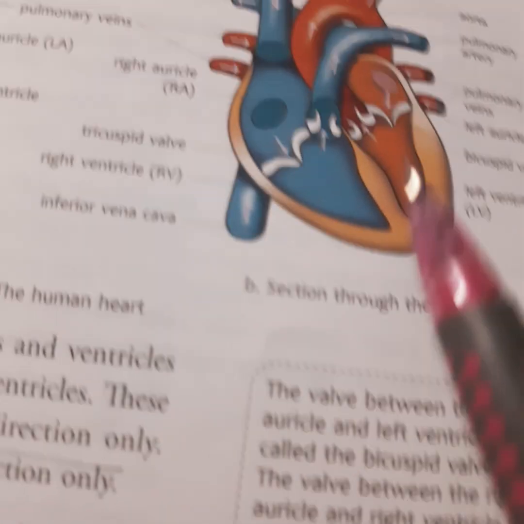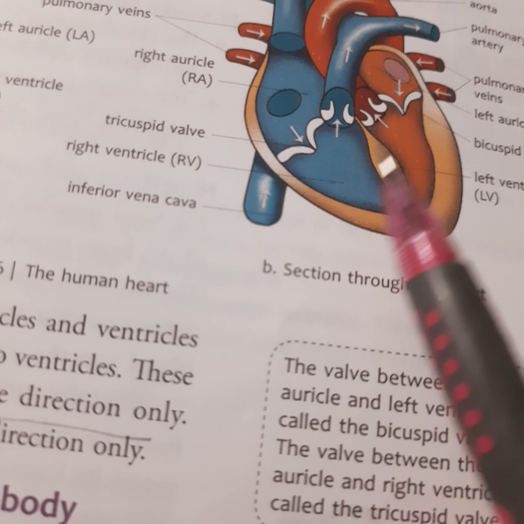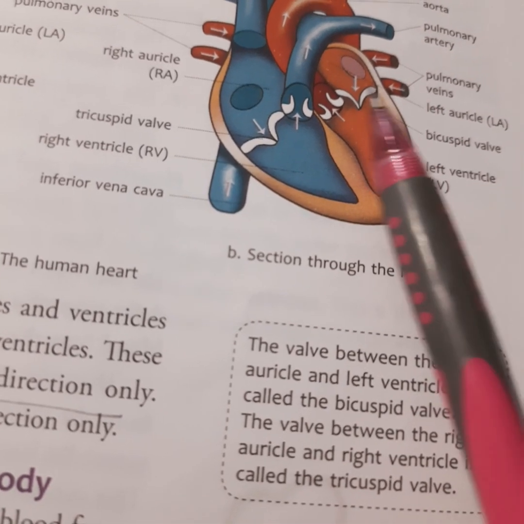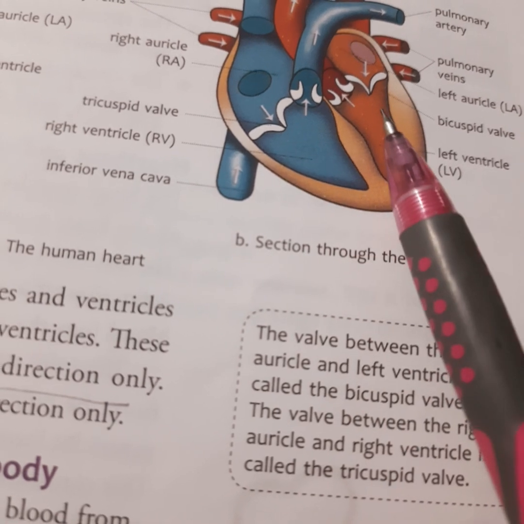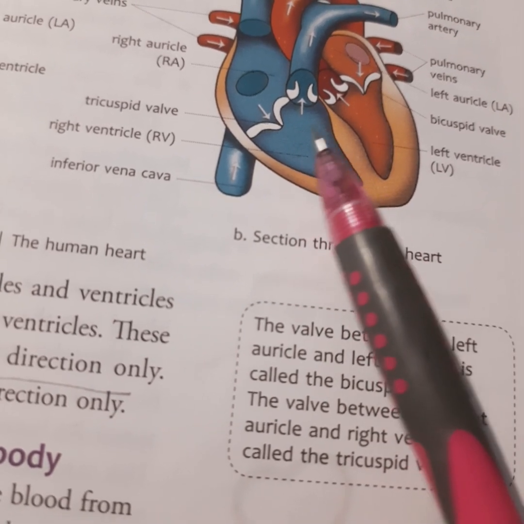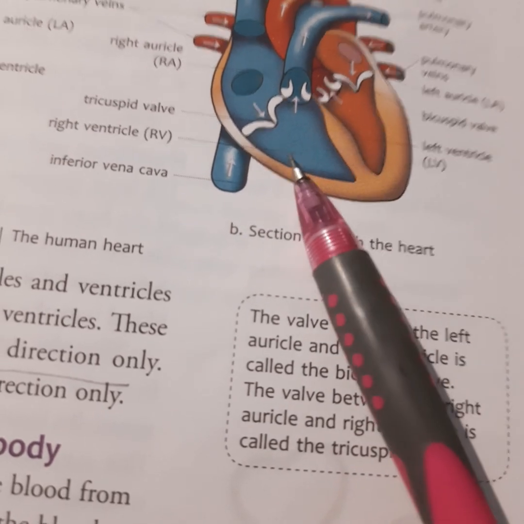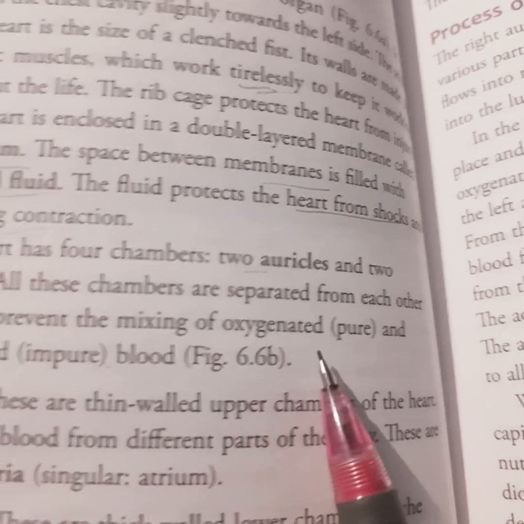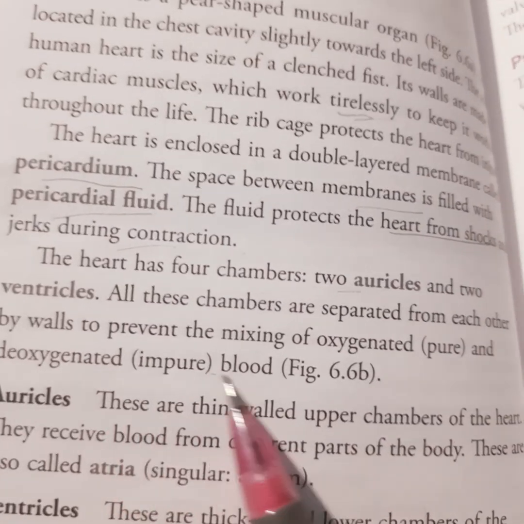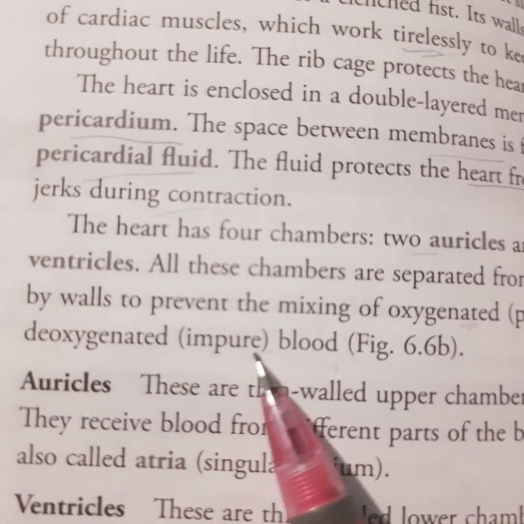See here, this is the cross section. This is the right auricle, this is the right ventricle, this is the left auricle and left ventricle. So there is no connection between these 2 auricles and these 2 ventricles. Okay. So there is no mixing of oxygenated and deoxygenated blood, pure and impure blood. Oxygenated means pure and deoxygenated is impure.